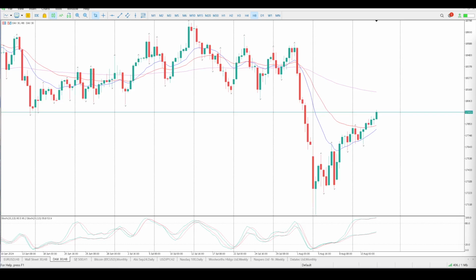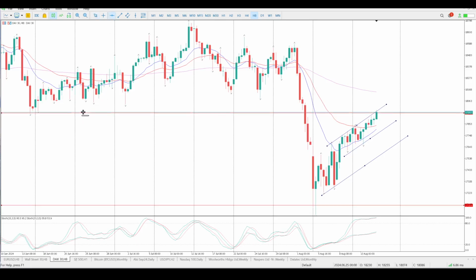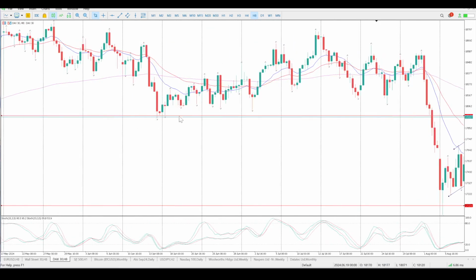So, pretty much the narrative stays the same. We are sort of top of channel here, and that's the current small channel, and there's a bigger channel as well. So we are top of channel, sort of in a zone. If you just look left, you can see that was a previous swing low.